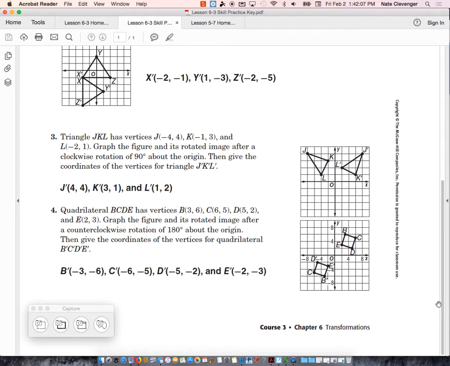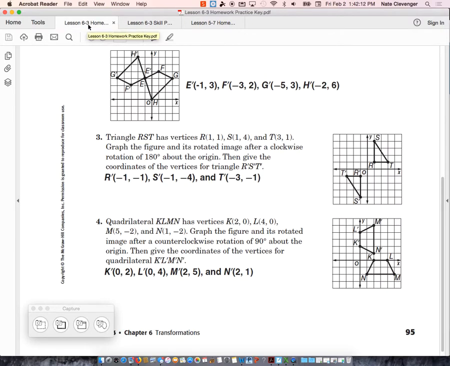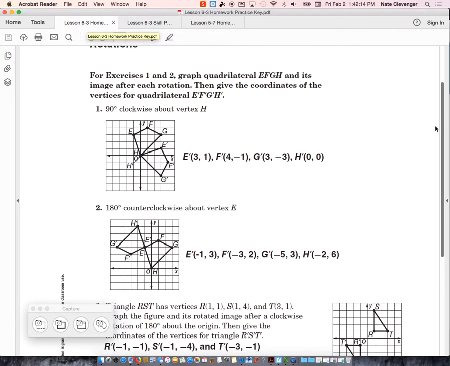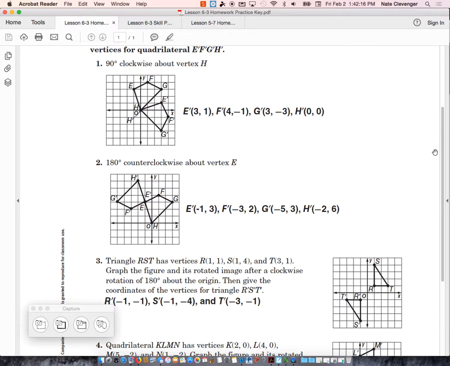Okay. Does that take care of it? All right, homework practice then. Number 1, you have your image and your pre-image there. Then E prime is 3, 1. F prime is 4, -1. G prime is 3, -3. And then H prime is 0, 0. It didn't move.